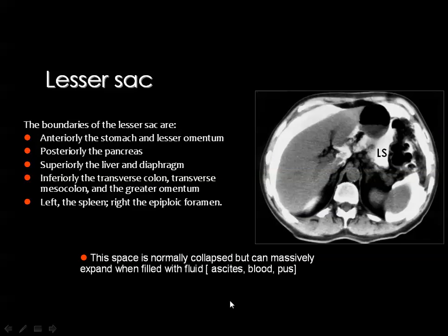Then this is a very old technique which used to inject some contrast media inside the peritoneal cavity through needles introduced percutaneously through the abdominal wall.